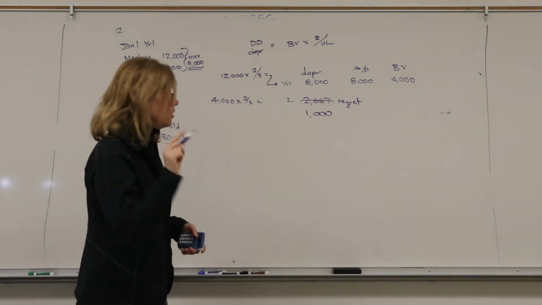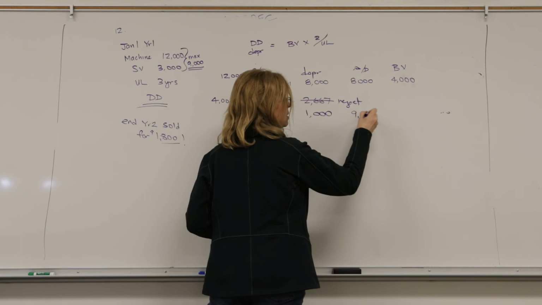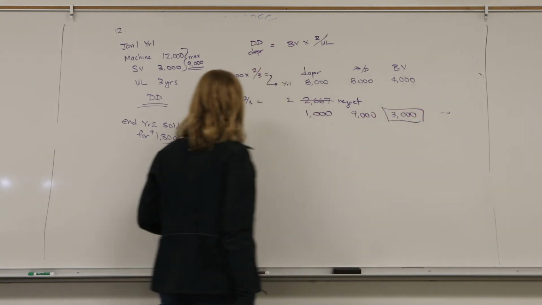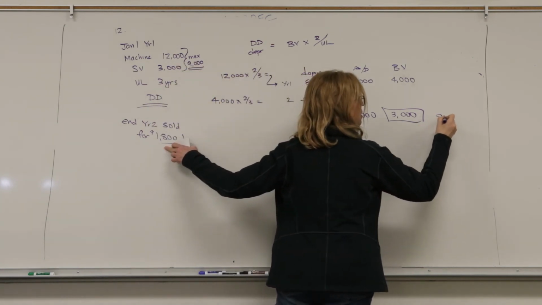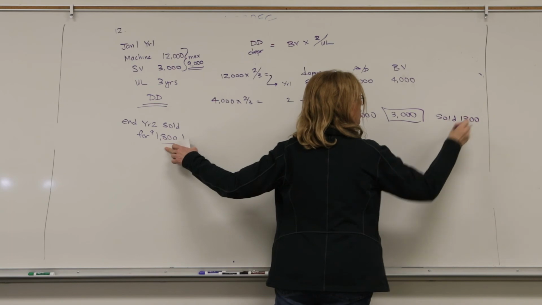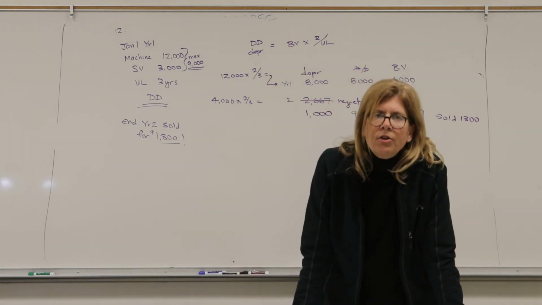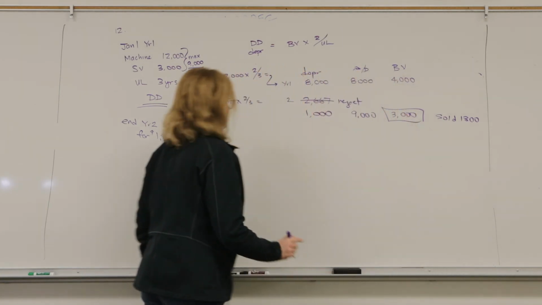And in year two, I will take 1,000, because the 8,000 and the 1,000 will give me my max. So I take 8,000, 1,000, this gives me 9,000. Book value is now $3,000. And it says we sold it for $1,800. Therefore, do we agree we have a loss of $1,200? Yep.